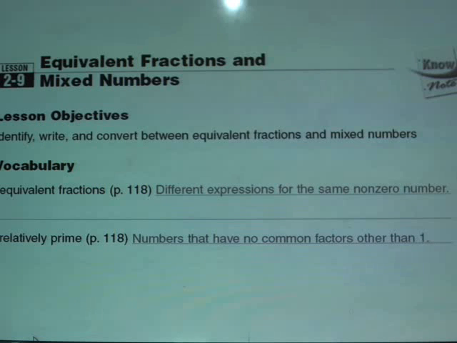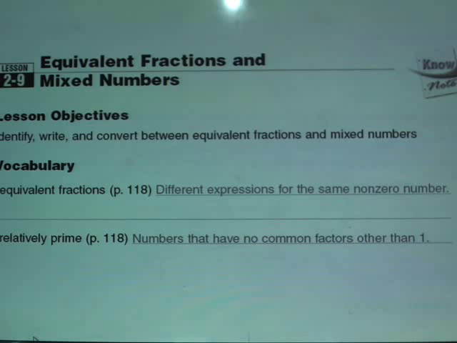Relatively prime: numbers that have no common factors other than 1. Now, let's clarify a little bit here. Relatively prime does not have anything to do with the numbers themselves being prime. I know that's a logical conclusion from where we've been to where we are right now, but that's not what it means. What the term relatively prime implies is that there are no common factors in the numerator and the denominator that I'm going to be able to take out.